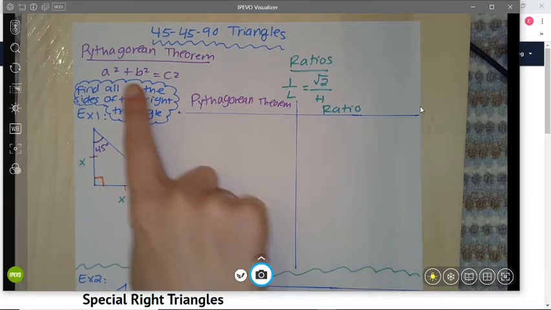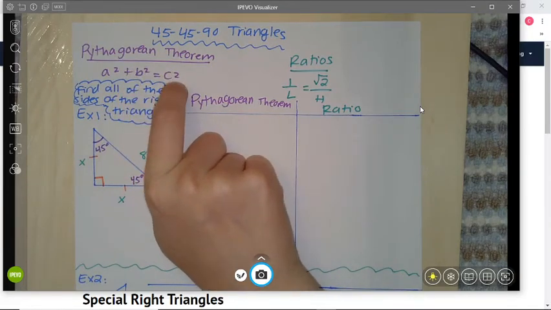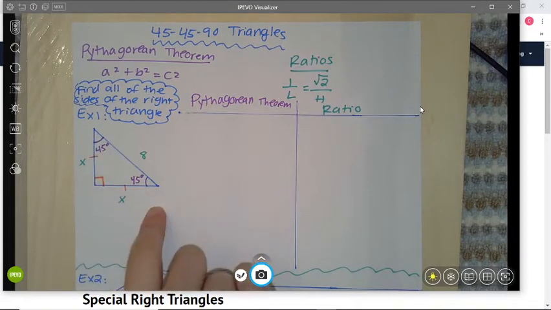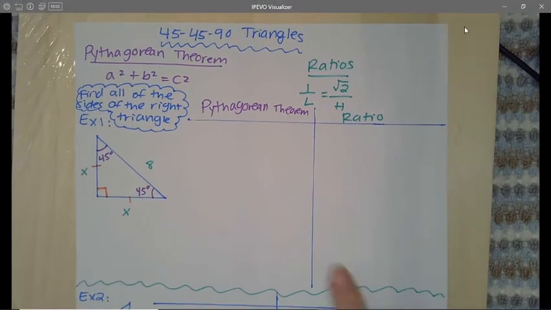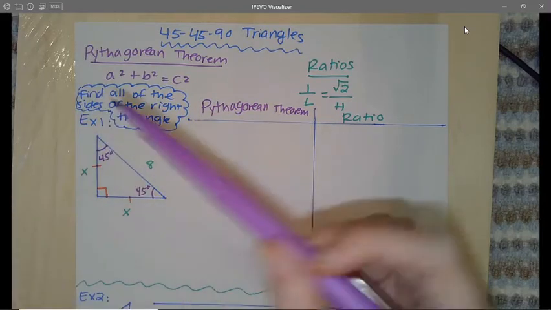So the Pythagorean theorem, we got our a squared plus b squared equals c squared. Okay, so remember the a and the b are the two sides that make up the right angle of your right triangle, which in this case it doesn't matter which one you pick since they're congruent. And c is the hypotenuse, which is the side directly across from the right angle, which that would be our 8. Okay, so I'm going to set this up using the Pythagorean theorem.